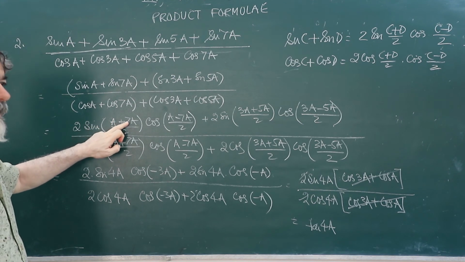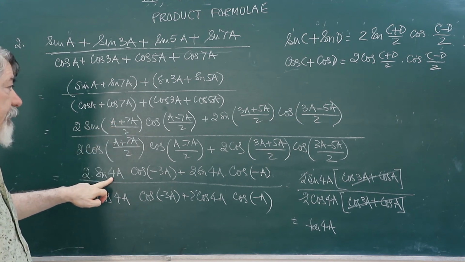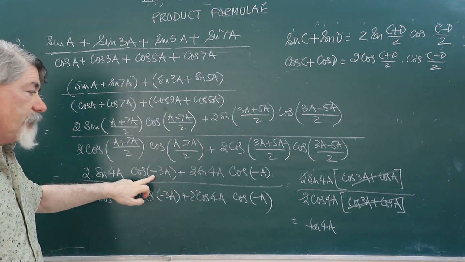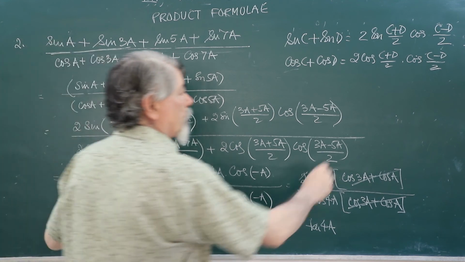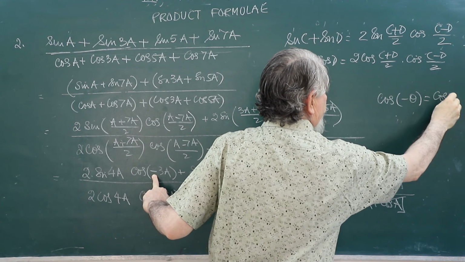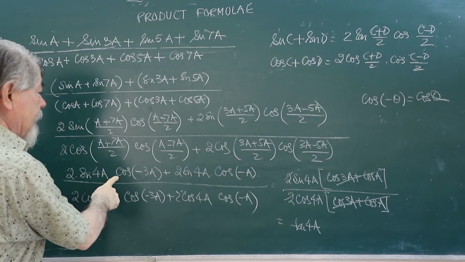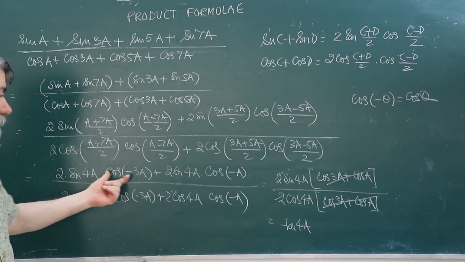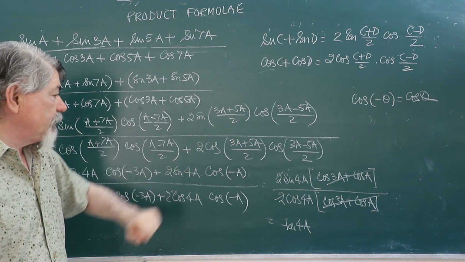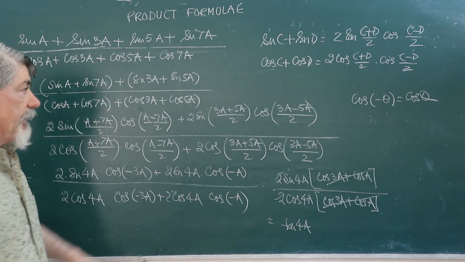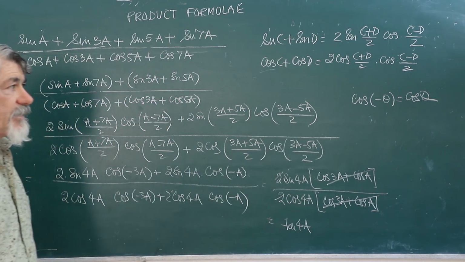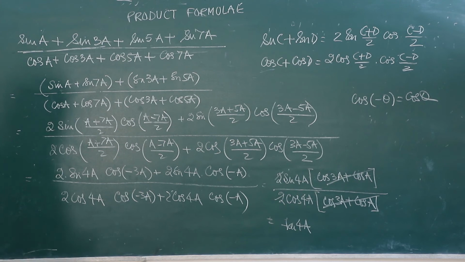So A plus 7A is 8A, 8A divided by 2 will give me 4A. A minus 7A is minus 6A, divided by 2 will give me minus 3A. And I told you cos minus theta is always cos theta. Cos minus theta will become cos 3A, so it doesn't matter. Plus 2 sine, 3A plus 5A is 8A, 8A divided by 2 will give you 2 sine 4A. And again cos (3A minus 5A) upon 2 will give you cos minus A. Cos minus A will become cos A.